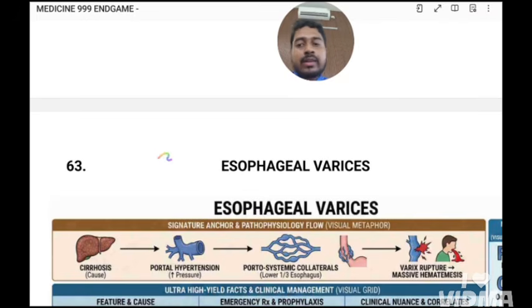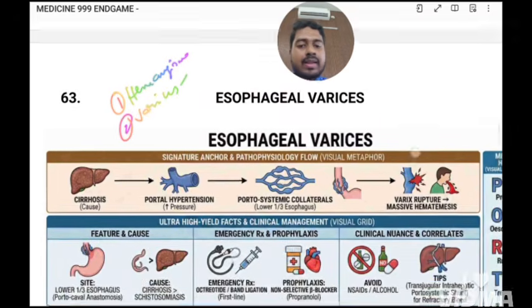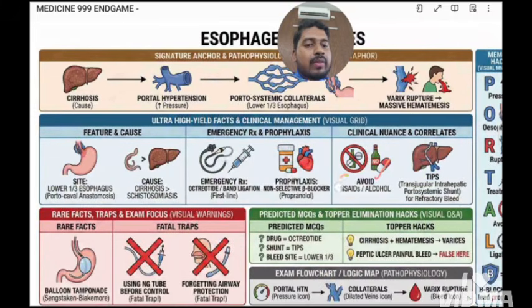Other than that, propranolol is used in case of hemangiomas, and second, it is used in case of varices for prophylaxis. Next, you have to avoid NSAIDs because they can cause gastritis, which can actually erode the esophageal surface, and hence the propensity for hematemesis is increased.